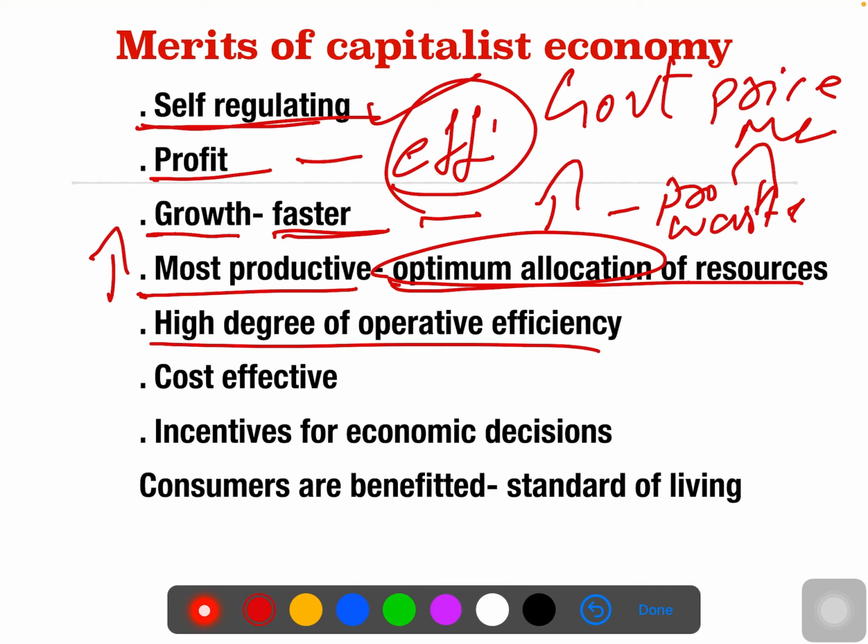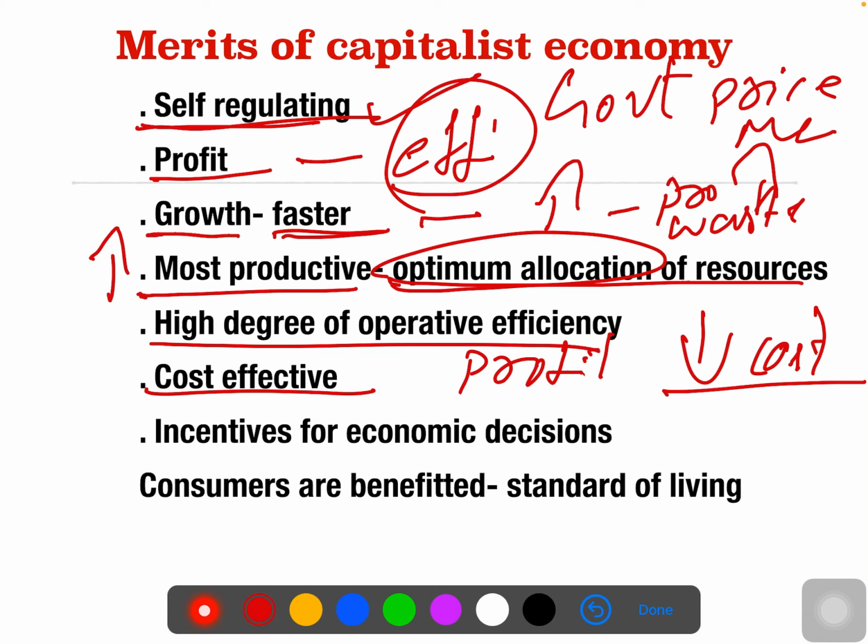And the next one, cost effective. What is the meaning of cost effective here? Every producer tries to get maximum profit by reducing the cost. So this kind of economy always thinks about the cost-effective way, where the cost will be minimized. Through that they can increase profit more and more. Profit can be increased by reducing the cost. That is the best technique in the capitalist economy.